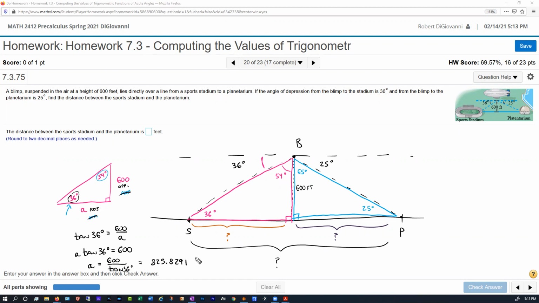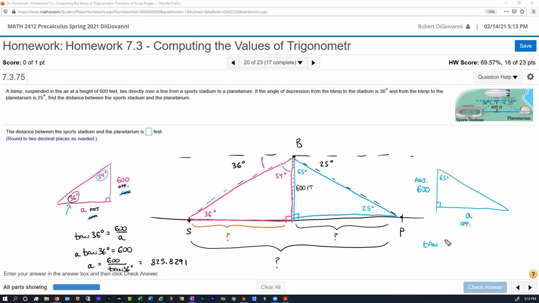All right, and now I've got to do the same thing for the other triangle over here. So I've got this triangle here. We want to know this, I'll call it A. This is 600. And let me use the 65 up here, just to show you how this would work. So if I use the 65, then this is the opposite side to the 65, and this is the adjacent side. So that's again tangent.